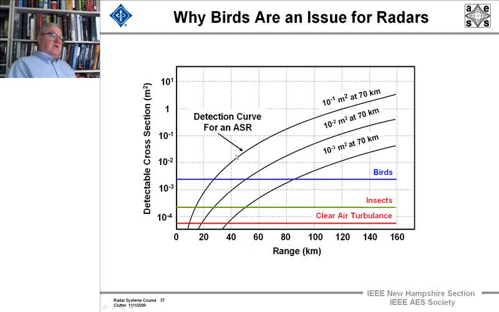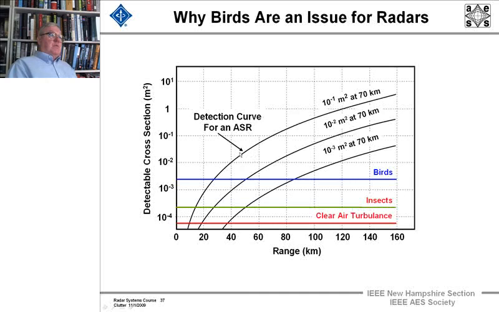Now, this curve is for an ASR. To get these curves, you'd have to add in power and in aperture an extra 10 dB. So in order to see something at 10 to the minus 3 meters squared at 70 kilometers, you'd have to have a much more powerful radar. And this is where the bird cross sections typically are. This is where insects are. And this is where clear air turbulence is.